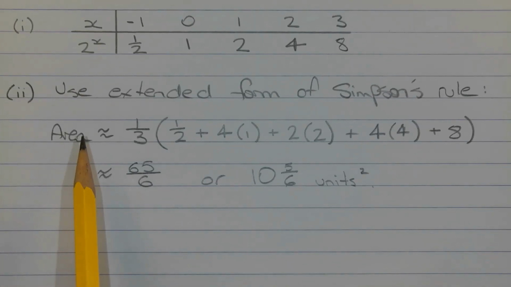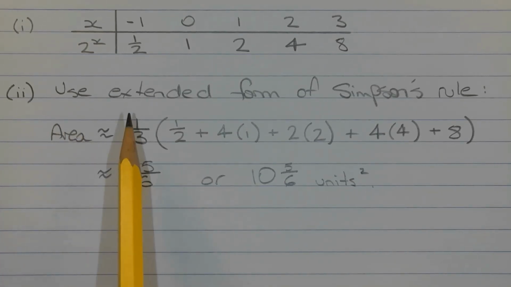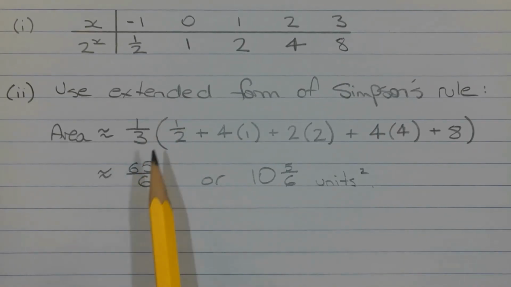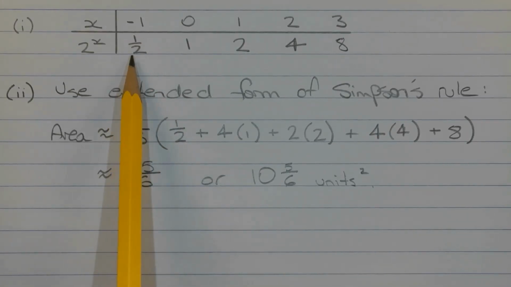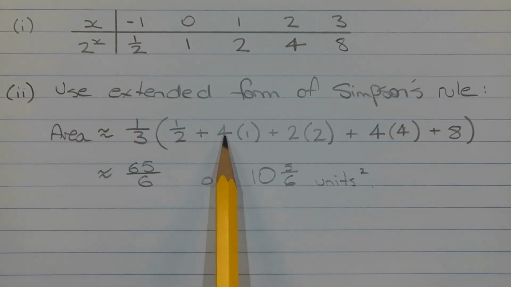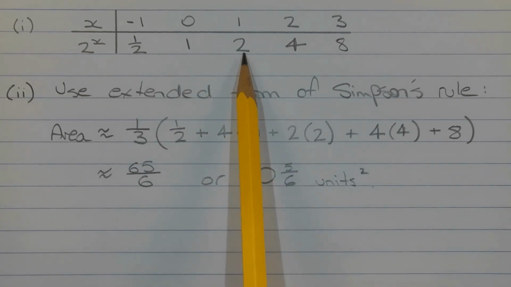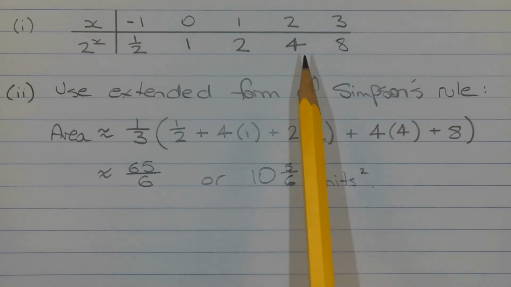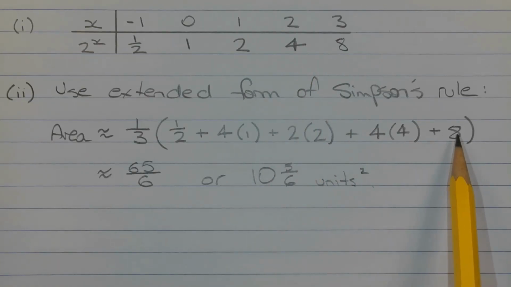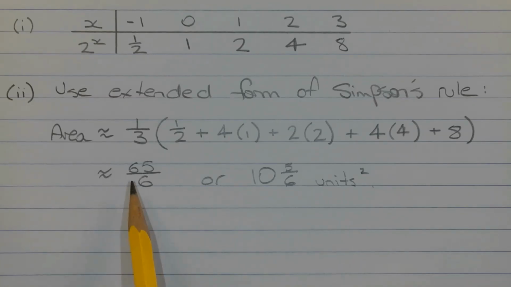So, to use the extended form of Simpson's rule, area is approximately equal to h over 3, or 1 over 3, times open bracket, 1 over 2, that comes from this value here, plus 4 times this value, plus 2 times this value, plus 4 times this value, plus 8, which is this value here, close bracket. And that evaluates to 65 over 6, or 10 and 5 over 6 square units.